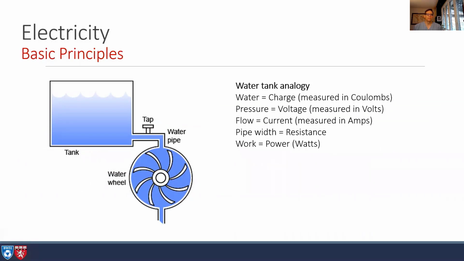An analogy that may help us to remember these concepts is the water tank analogy. Here we have water in a tank, and the water represents the charge. Pressure, how much water is in this tank and how much pressure it's exerting, is equivalent to the voltage. The flow of this water is the current, measured in amps in the electrical system. The pipe width represents resistance, and the work that can be done is the watts, the power, how it spins this water wheel.